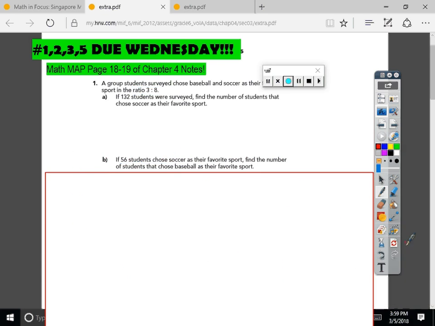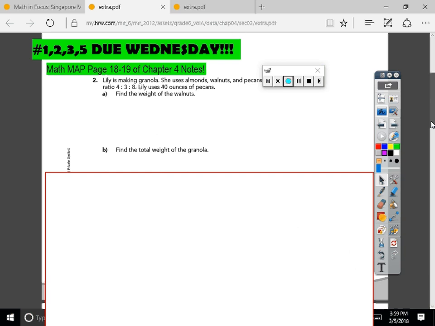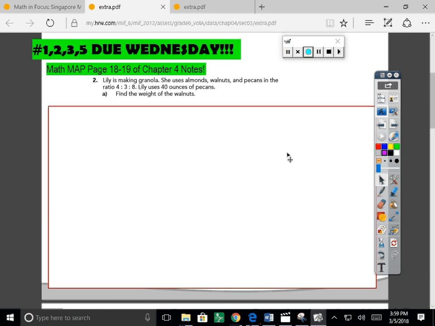I'm going to fast forward here with you and see if we can try a couple more together to get you going in the right direction. So here we are looking at number 2, and it says Lily is making granola. She uses almonds, walnuts, and pecans in the ratio of 4 to 3 to 8. Lily uses 40 ounces of pecans. Find the weight of the walnuts. Really the only change that I see happening here, the only real difference compared to the previous problem is this. I have a 3-term ratio.